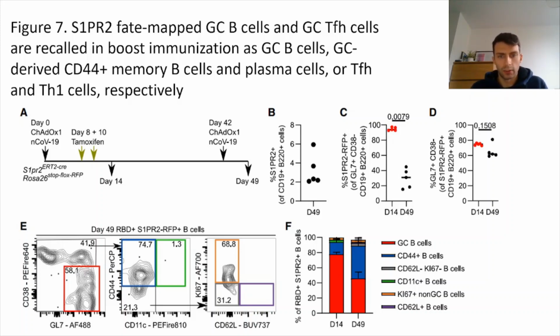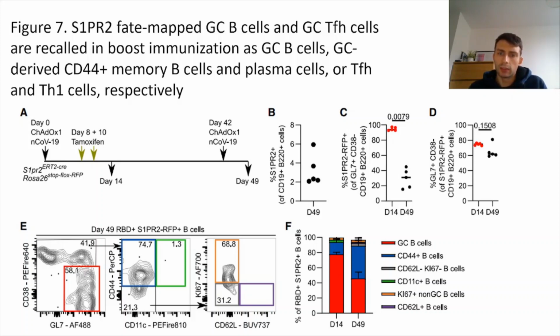And at day 49, we could still see S1PR2 labeled B cells. Now remember that these were cells labeled at days 8 and 10 when tamoxifen was initially given, and so these are cells which were generated in the primary response and have lived up until this point and have now been recalled.